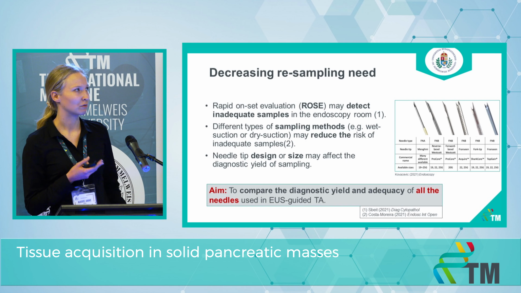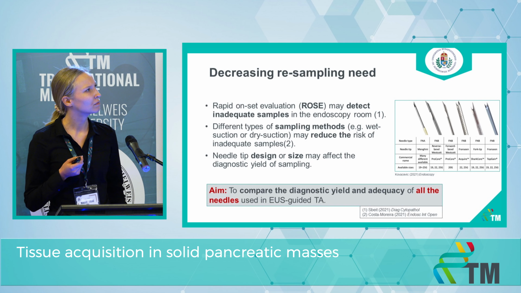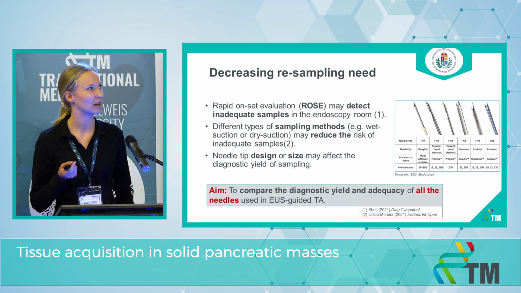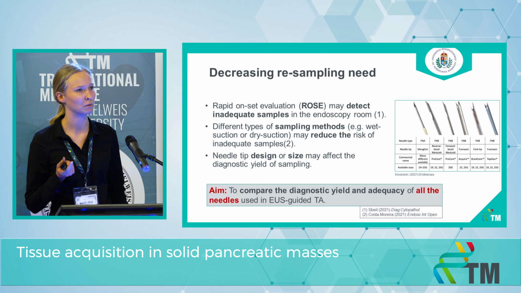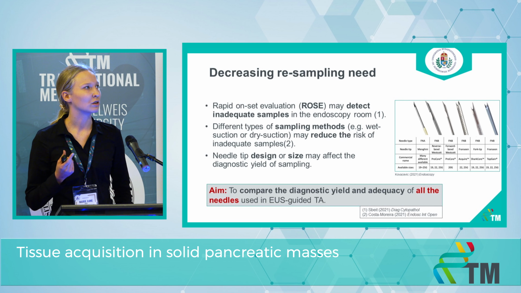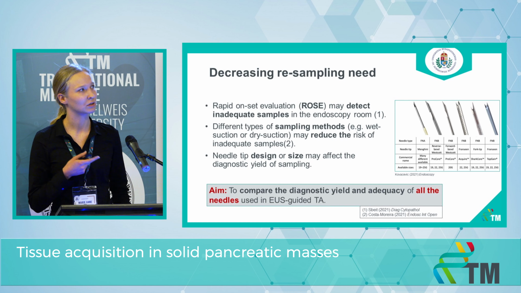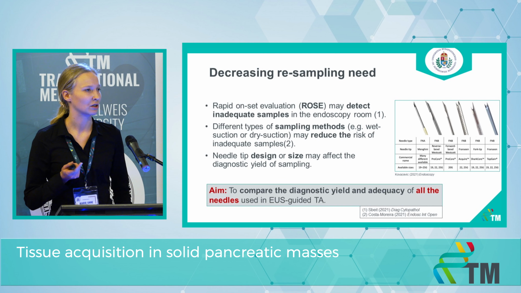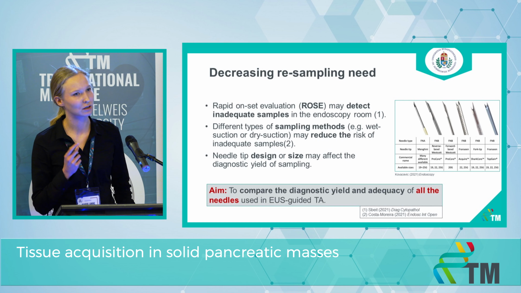So you could have rapid on-site evaluation where a pathologist is in the room and can detect if the sample is inadequate, in which case it can be reperformed right there. Or you can use different sampling methods which might reduce the risk of an inadequate sample, such as wet suction or dry suction. But also the needle tip design or size might affect the diagnostic yield of the sampling. And this is going to be my question.